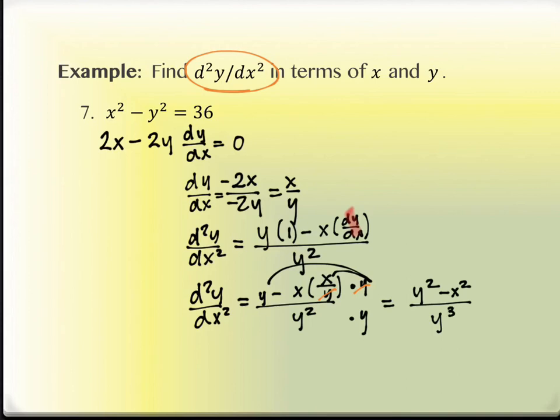And there's one more cool thing that happens. In general, this is where you stop. But on this particular problem, there's a really cool thing that happens. If x squared minus y squared is 36, what is y squared minus x squared? It's negative 36. So this is one of those rare times where there is one more piece that can simplify, and we will. d2y/dx2 is negative 36 over y cubed.